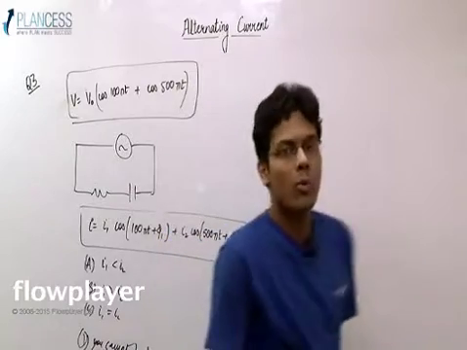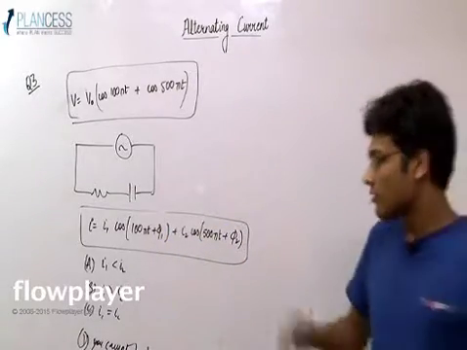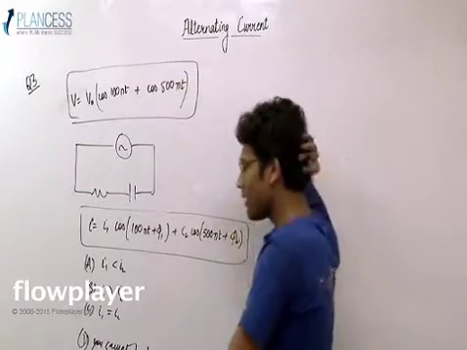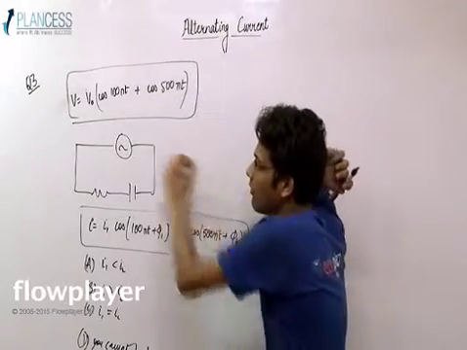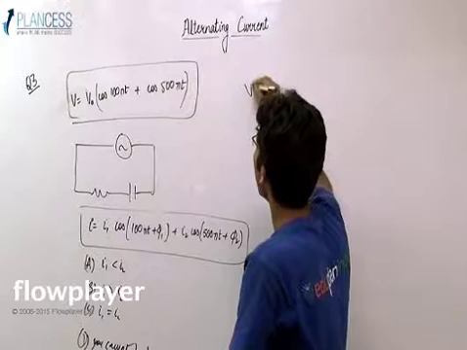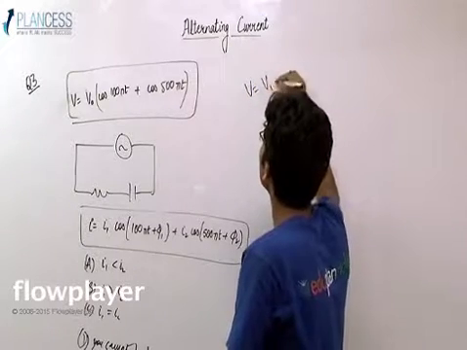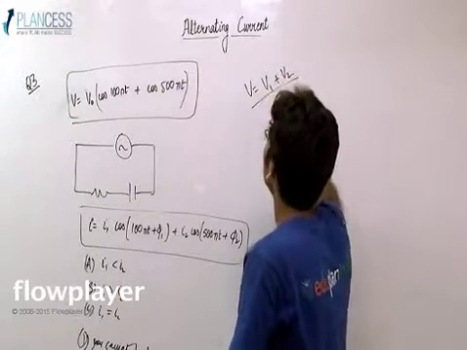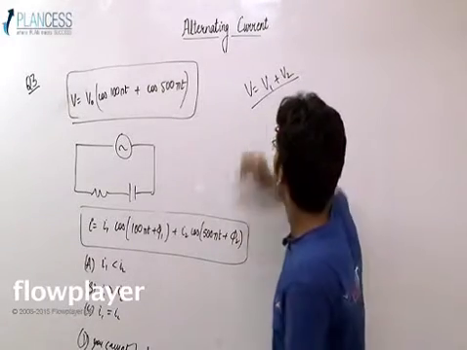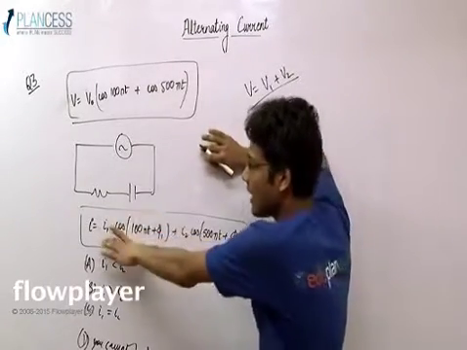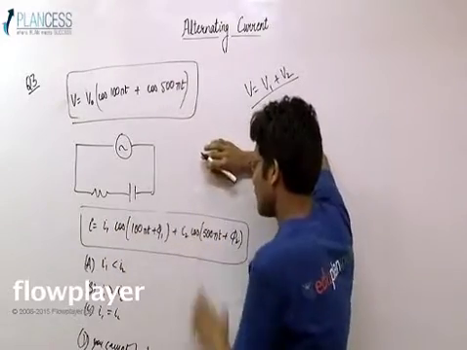So what is the answer of this question? If you have a close look at this question, you can say that V is basically a harmonic sum of two sinusoidal voltages V1 and V2. So if I solve for V1 in this circuit, I'll get this part, and for V2 I'll get this part.